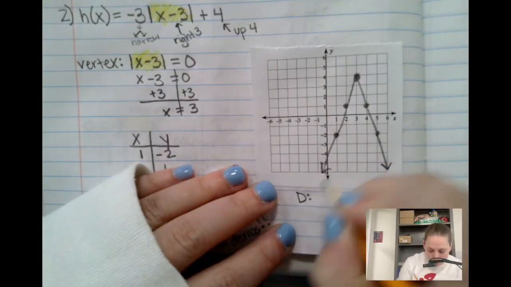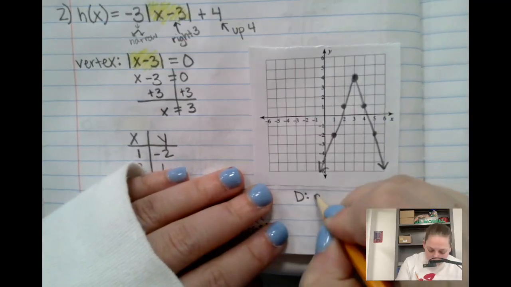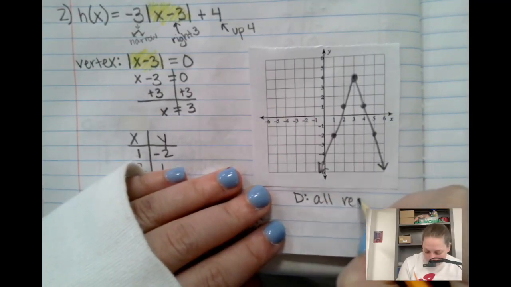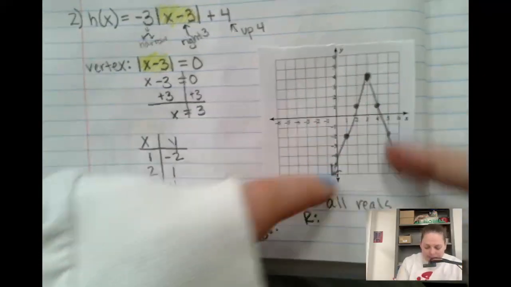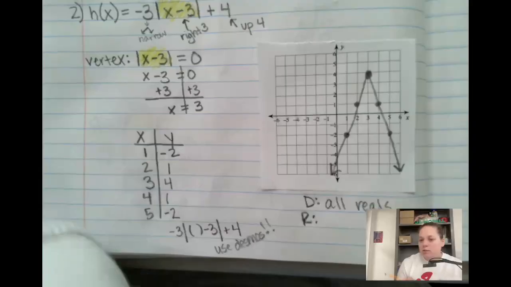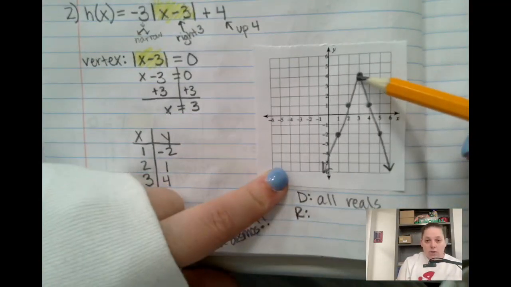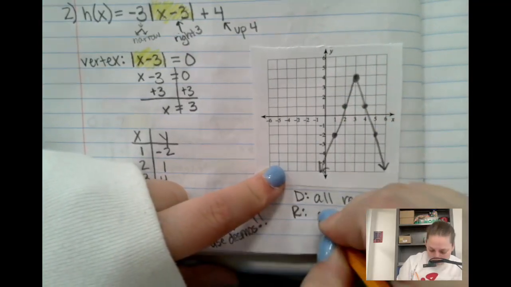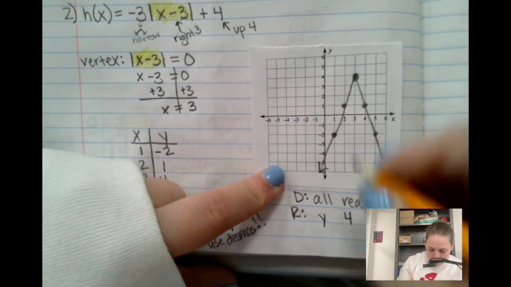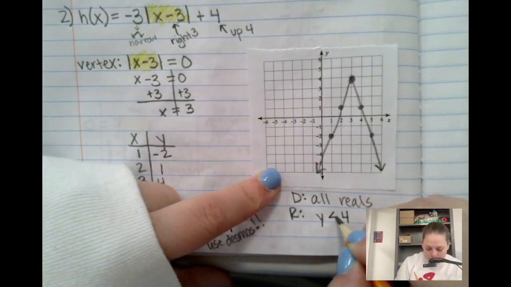So our domain, it keeps going left, it keeps going right, so it's going to be all reals. And now for our range, it keeps going down. These arrows go down, but they don't keep going up. So there should be a highest point. My highest point is right here. I'm looking at my y. My highest point is 4. As I look at that 4, these numbers are below it. So I'm going to say less than or equal.